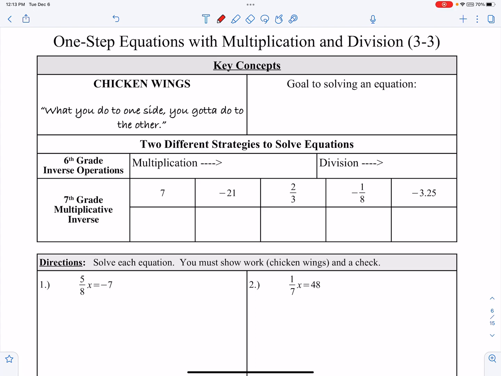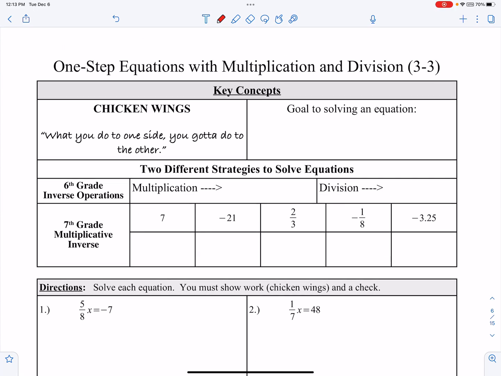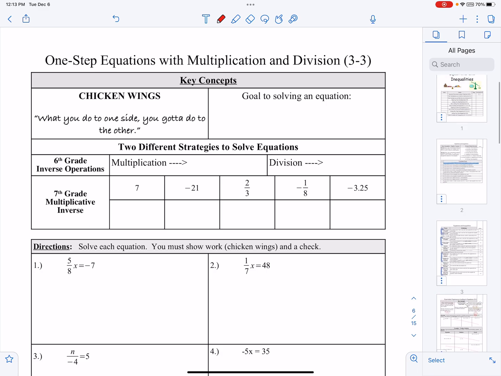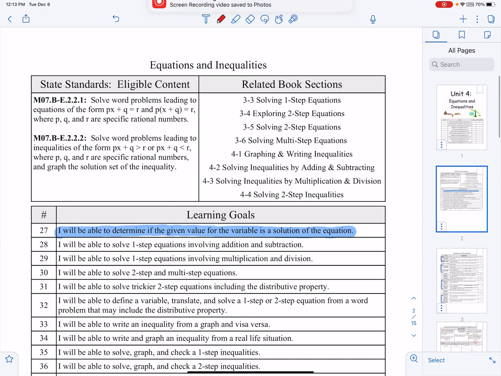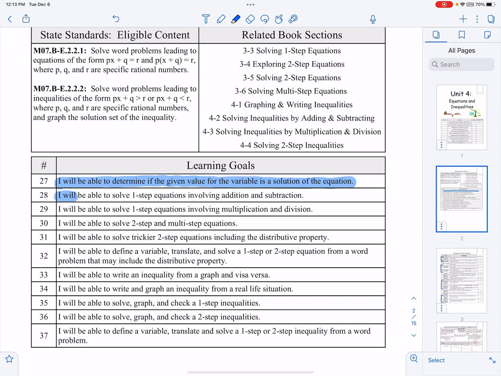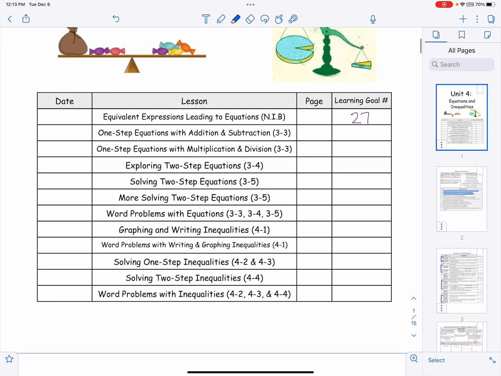All right, let's go ahead and jump into your next lesson, which is one-step equations with multiplication and division. So if we head to our page sorter here, let's look at our learning goals. We just got done doing one-step equations with addition and subtraction, and today we're doing learning goal number 29, which is one step with multiplication and division. So let's head up here. Here was our 28, and today is our 29.